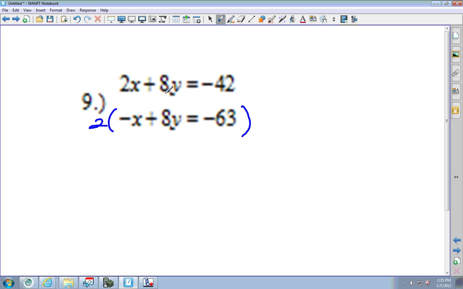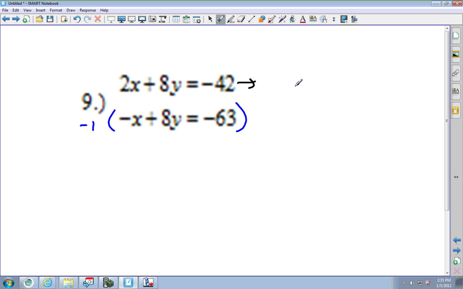Now, what if I wanted to get rid of the y? So that's one way to do it. But what if I wanted to get rid of the y's? The y's, they're both 8y, but they're both positive. One of them needs to be negative. So what I could do is multiply by -1.